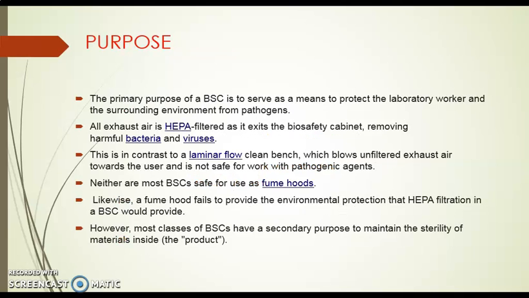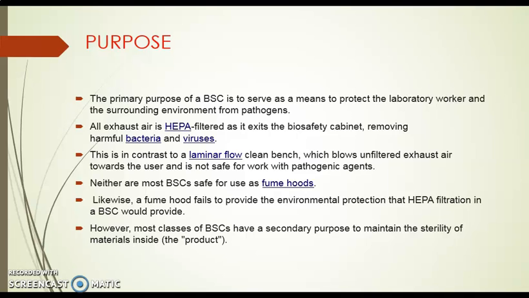Now, next is the purpose. The primary purpose of this biological safety cabinet is to serve as a means to protect the laboratory worker and the surrounding environment from pathogens. All exhaust air is HEPA filtered because it possesses a HEPA filter inside the cabinet, and it exists in the biosafety cabinets, removing harmful bacteria as well as viruses.